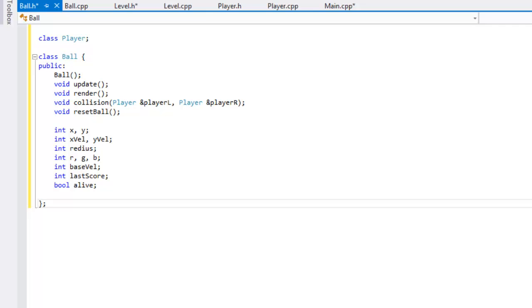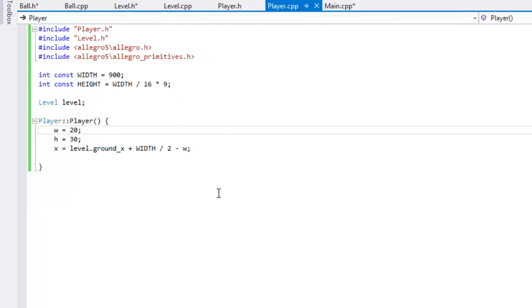Let's start making the player, since we left off here. So we have our width and height, and now we need our X and Y where it's going to start off, and I'll explain these.